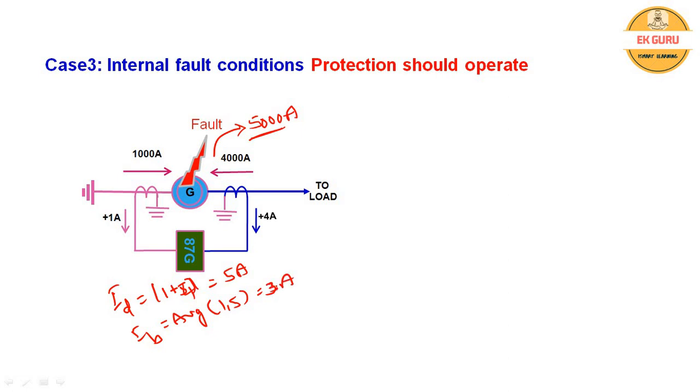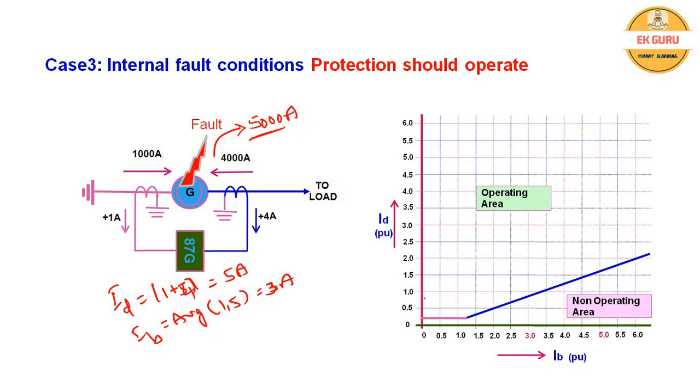So coming to the operating characteristics of the differential relay, the differential current is 5 amps and the bias current is 3 amps. So with 3 and 5, we will get the operating point here. Then this will send the command to the protection devices to operate, and we can safeguard the equipment by using this differential protection. Like this, the differential relay will operate depending upon the fault locations. If there is an internal fault, then only the differential relay will operate.